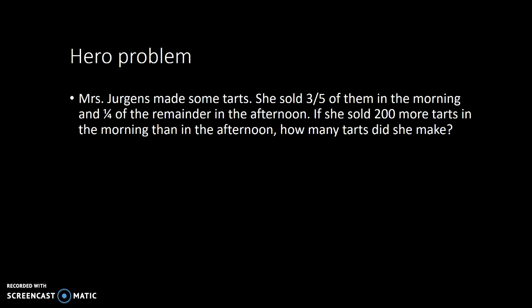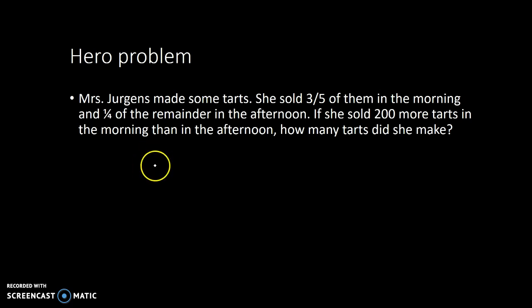Okay, let's see how you did. So Mrs. Juergens made some tarts. That actually never happened, but whatever. It's a math problem. She sold 3/5 of them in the morning and 1/4 of the remainder in the afternoon. If she sold 200 more tarts in the morning than in the afternoon, how many tarts did she make?